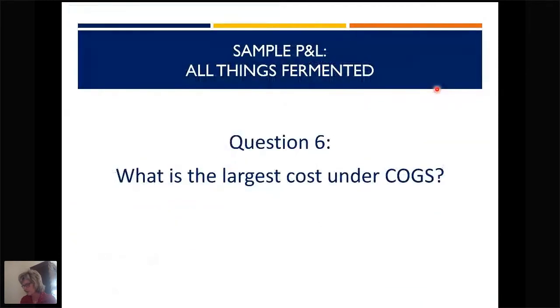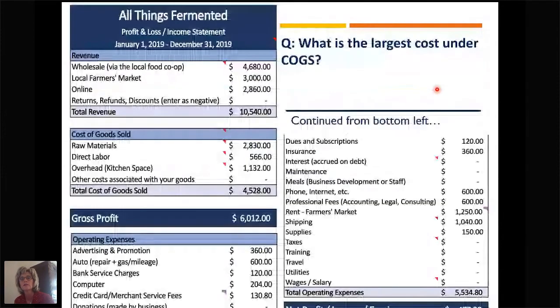And what's the largest cost under her cost of goods sold? So she's got 3 parts of cost of goods sold. Which is highest in that case? So I think you guys can probably figure that one out. It's the raw materials. So the raw materials, 2,830.